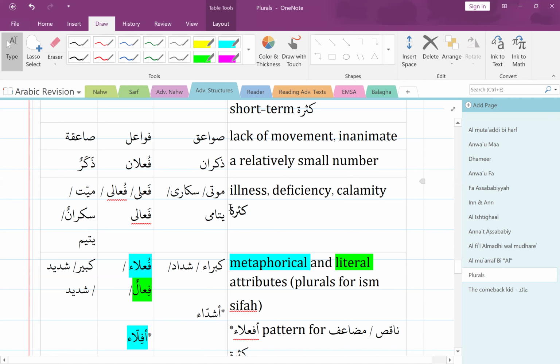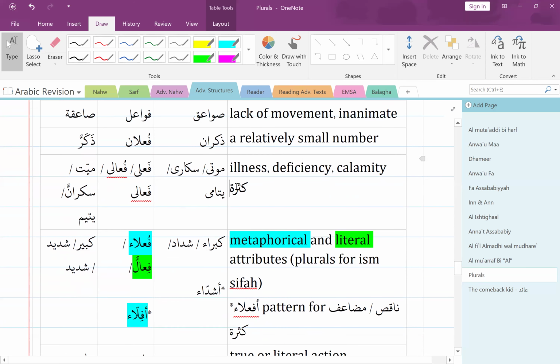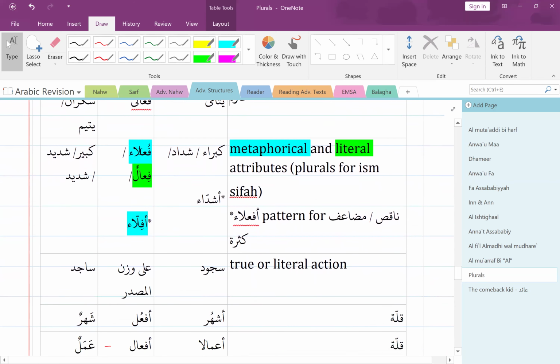Yatim, often. Yatama, orphans. So you see these kinds of patterns, they show deficiency or calamity or something missing. Like a mayyit is somebody who lacks life. So it's not even something small missing, it's a major thing missing. Sukara, their intellect is missing, basically, like they're not right in their minds. Yatama is missing a dad. So that kind of stuff.